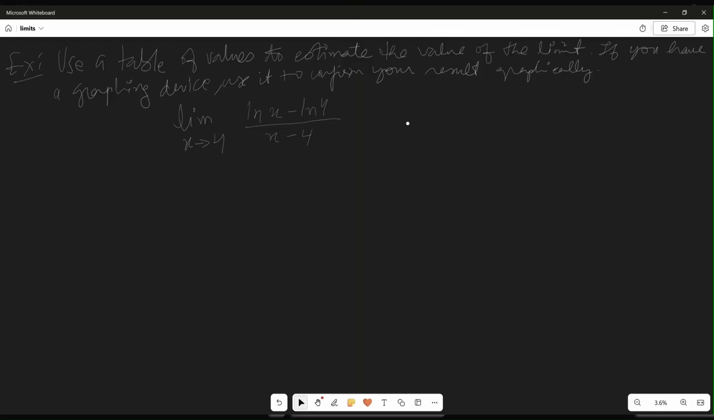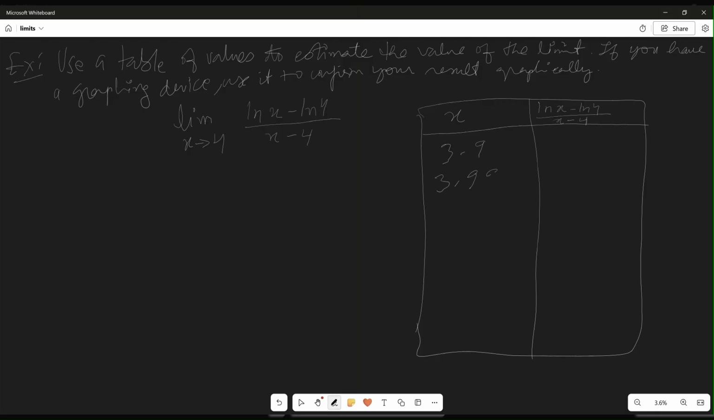Okay, let's just start real quick. So I'm just going to pick the closest values to 4 to find the limit for this function, natural log x minus natural log of 4, divided by x minus 4. The closest values to 4 are like 3.9 or 3.99, getting closer and closer from both sides.